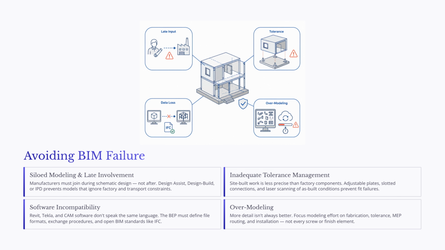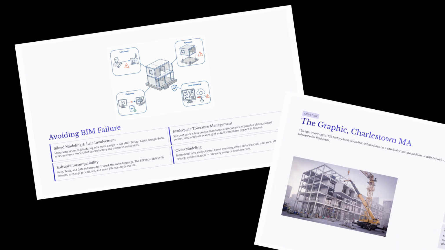Finally, teams must avoid over-modeling. More detail is not always better. Modeling every screw, nail, or minor finish element can slow down coordination and create unnecessary complexity. The best BIM model is not the most detailed model. It is the model that contains the right information for fabrication, tolerance control, MEP routing, and installation.